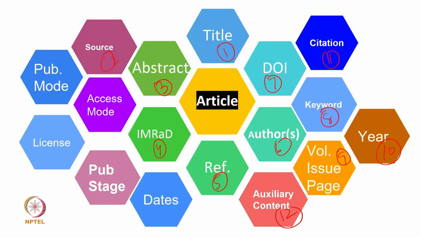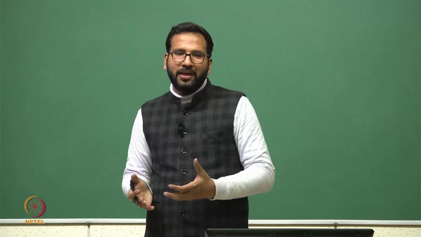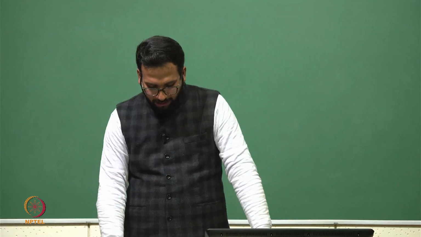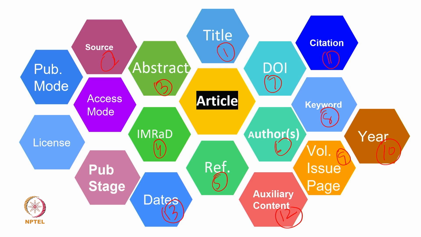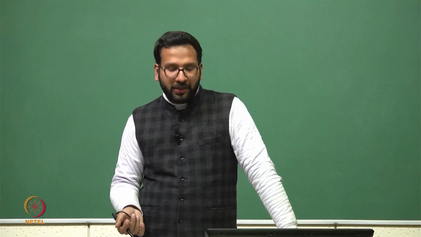Then another attribute of an article is dates. Dates are an important attribute that helps in knowing the possible time required in publishing the article in that particular source. Again, this also varies from source to source. Some journals provide all the dates, but some journals may not provide them. Then another point is the publication stage. The publication stage describes the status of an article, whether the article is in printing or it's published.